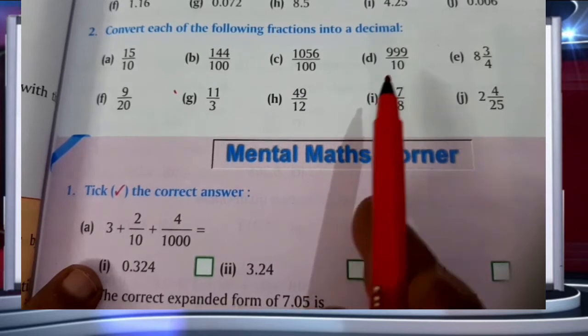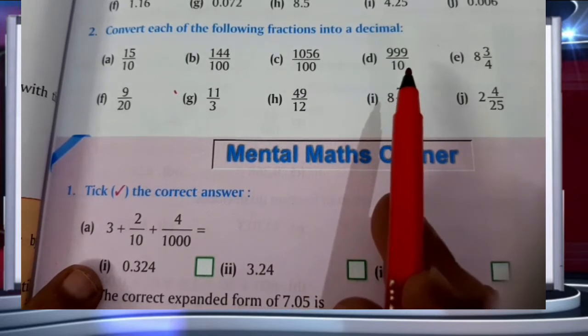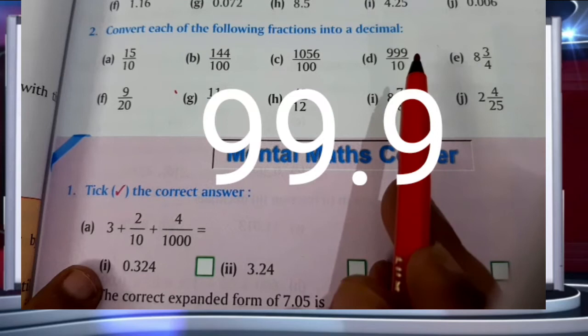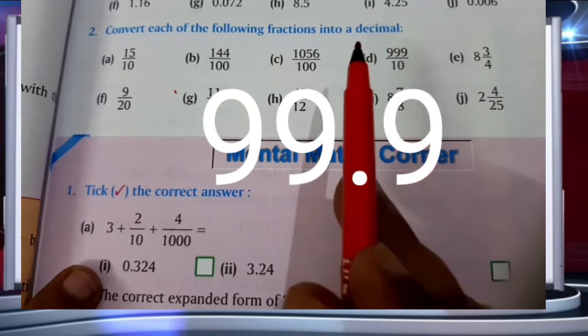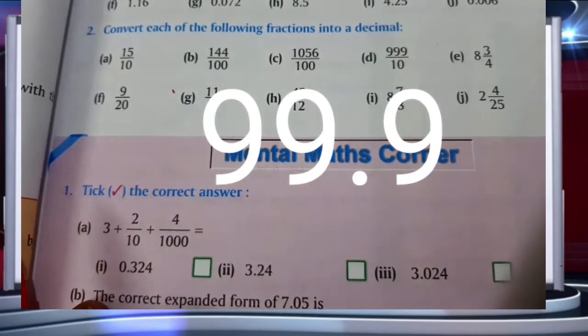In D part, divided by 10. 1 zero. So from the right side I'll count one digit and put a decimal here. So it will become 99.9. E part 8 3 by 4.